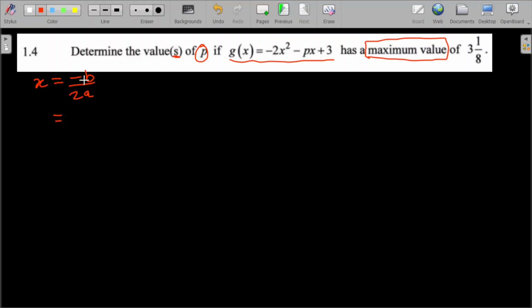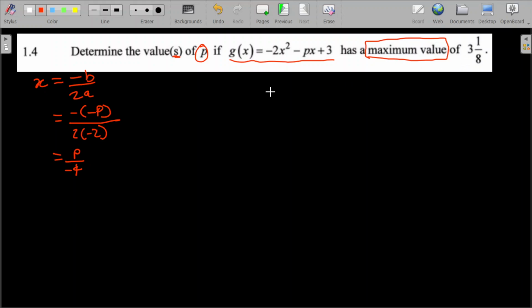Now from here, it's negative times my b, which in this case is negative p, and then all over 2 times my a, which is negative 2. So the x of this turning point, in order for me to find the maximum, is going to be p all over negative 4. Now, after finding the x of a turning point, in order to find the y of that turning point, we take that x and put it back into this equation. But in this case, we do have that y, which is our maximum value.